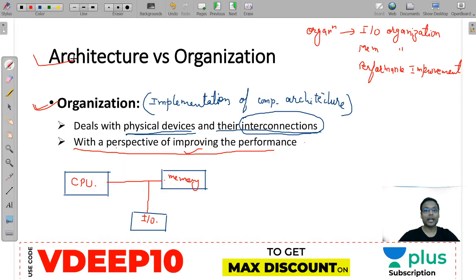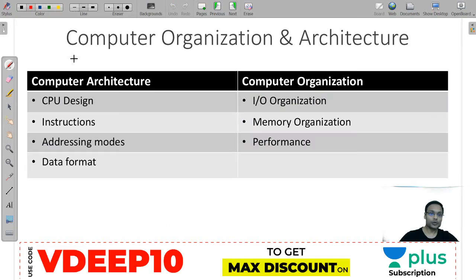So you need to be live, you need to be attentive, you need to continue in the learning. All these things I have already written. I have given you CPU design, instruction, addressing mode and data format included in architecture. Organization has IO performance, IO organization, memory organization, and performance of the system.